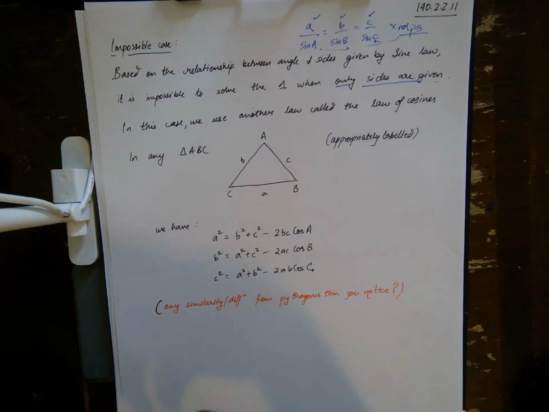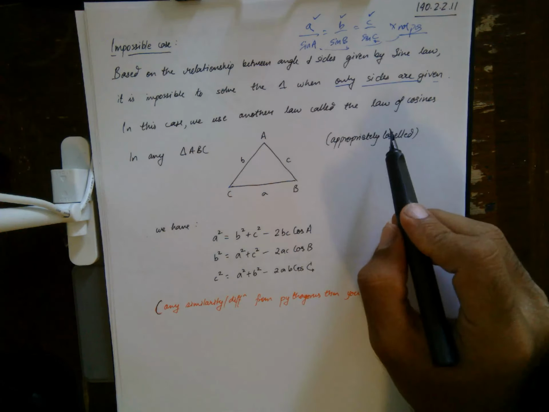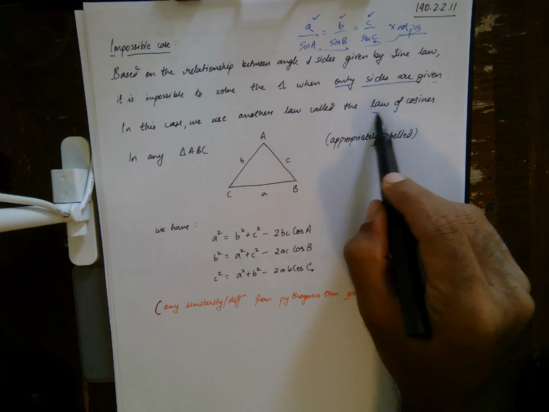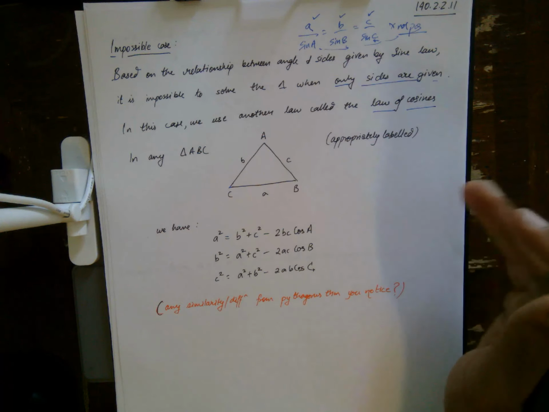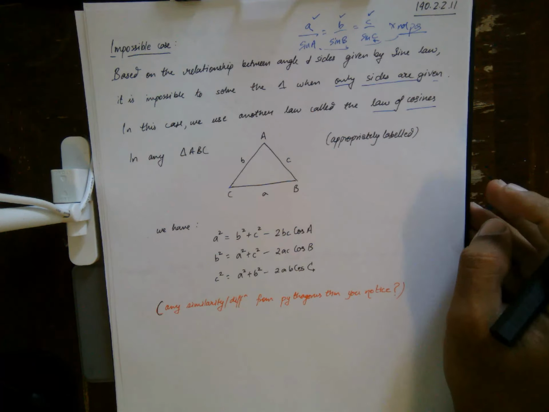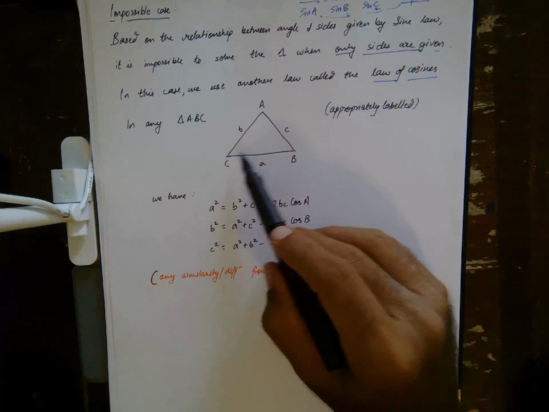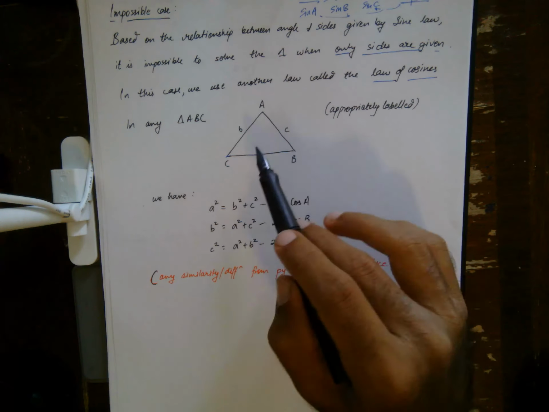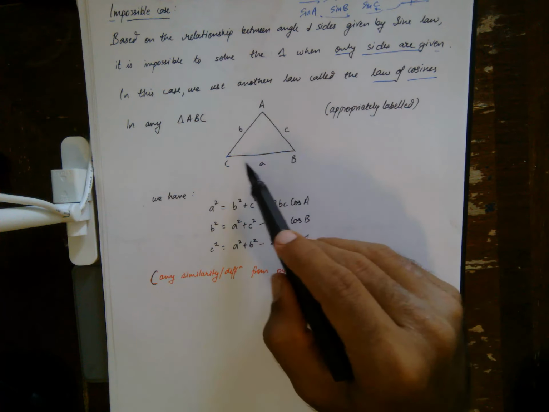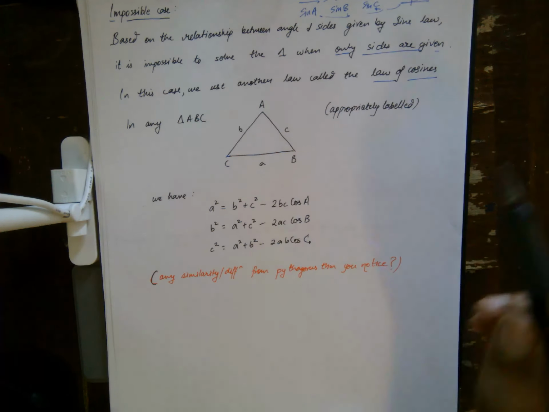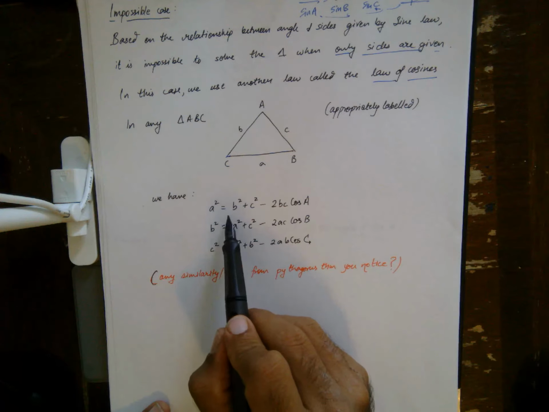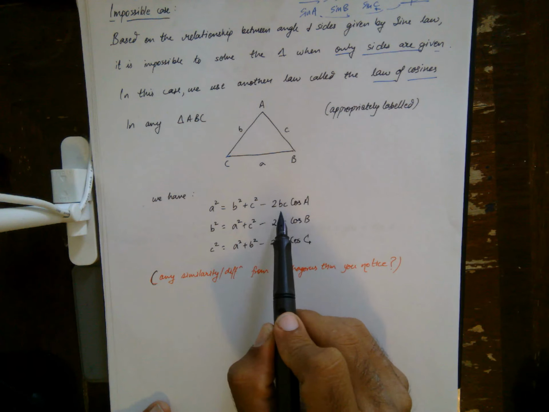So we use another law which is called the law of cosines. So it's complementary to the law of sines. Again, we start with any triangle. We label it appropriately, meaning A, B, C. Then we have this relationship: a squared is b squared plus c squared minus 2bc cosine A.